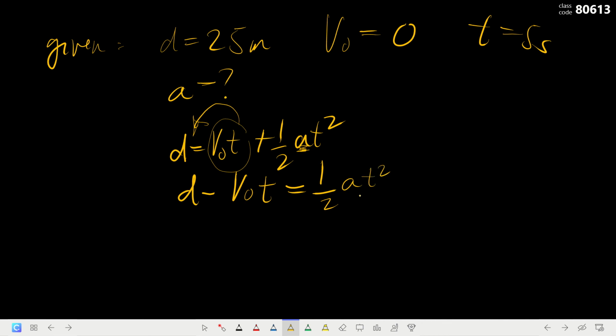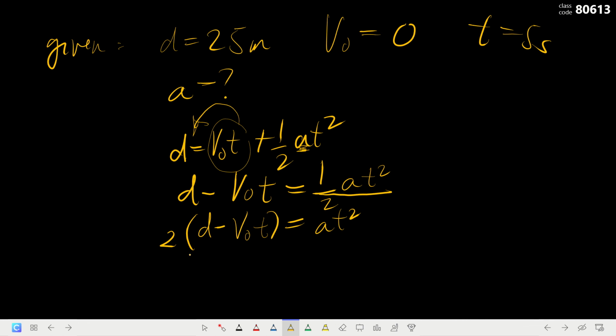This is just the same as stating a t squared divided by 2. Since there is division, the inverse of division is multiplication. Therefore, we need to multiply this expression by 2. So, d minus v sub o times t, times 2, is equal to a t squared.